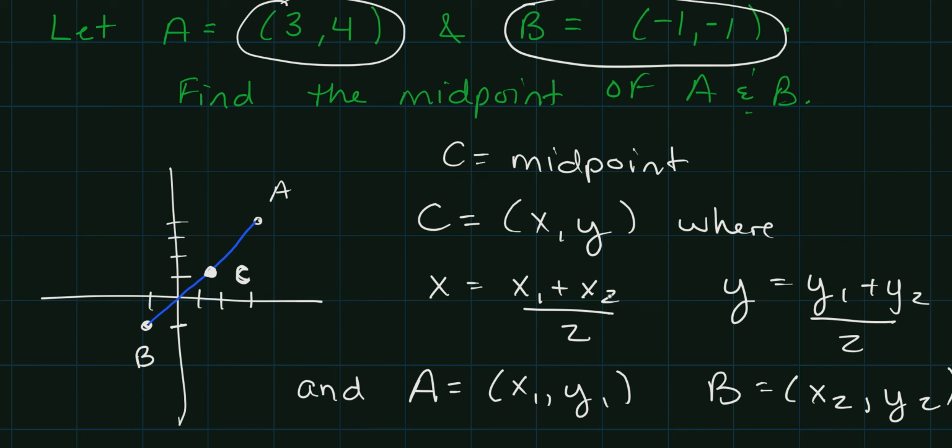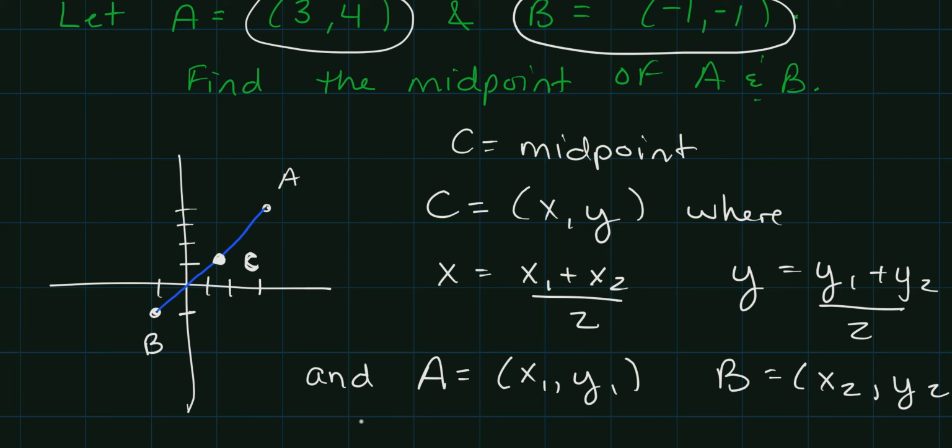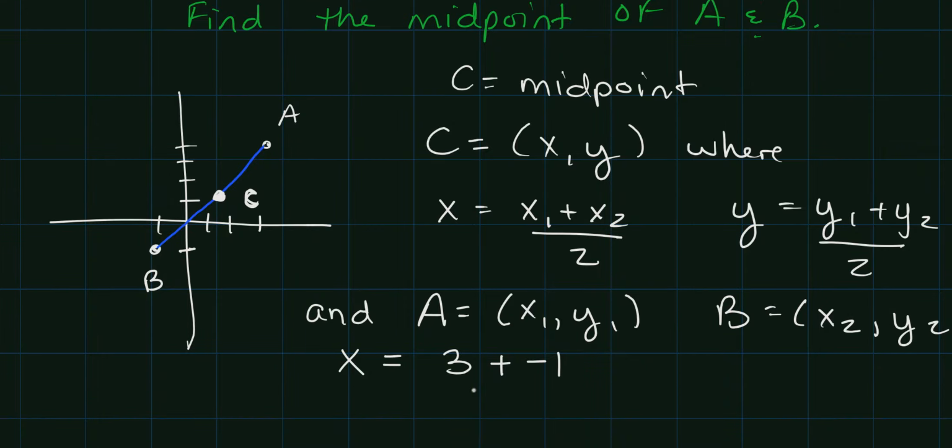So I need to take x1 and x2, which is 3 and -1. I need to add them and then divide by 2. So x is equal to 3 plus a -1, so this x1 and x2, add them together and then divide by 2. So then we get 2 over 2, which is 1. So now we know this number, this is 1.